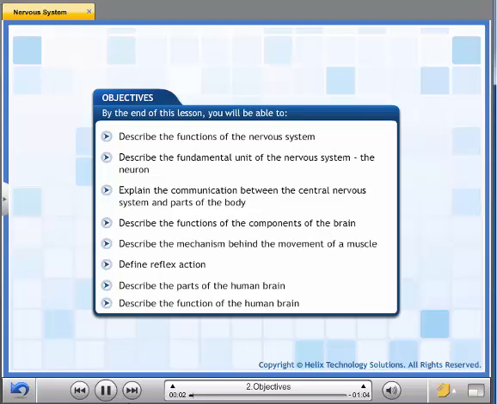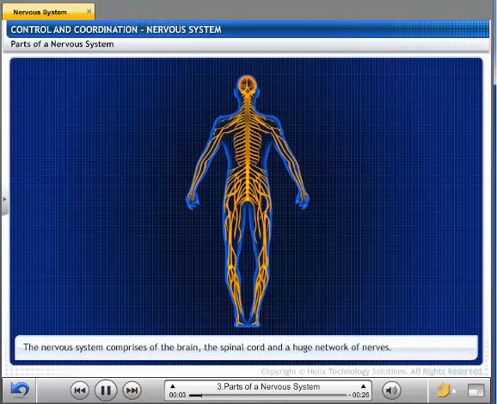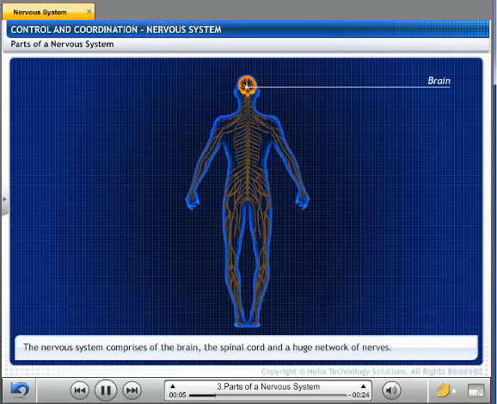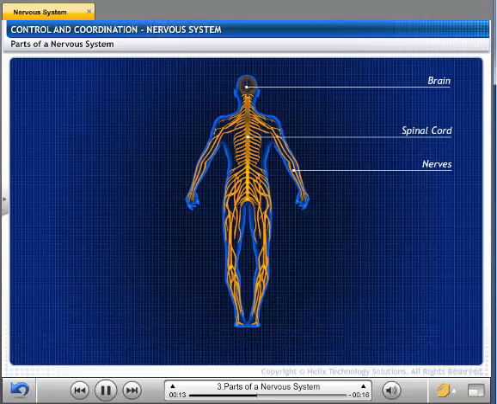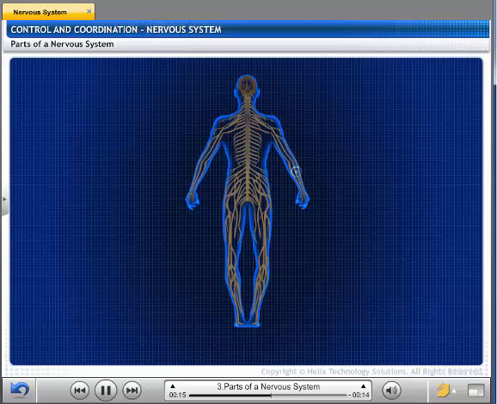In this lesson, you will learn about the nervous system and its components, reflex action, and the structure of the human brain. We know that the nervous system comprises the brain, spinal cord, and a huge network of nerves that are spread throughout the body. The nervous system is responsible for sending, receiving, and processing messages in the form of chemical signals called impulses.